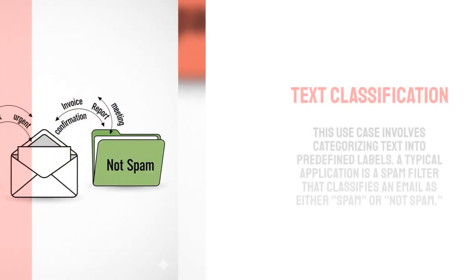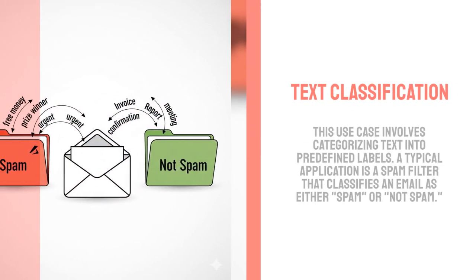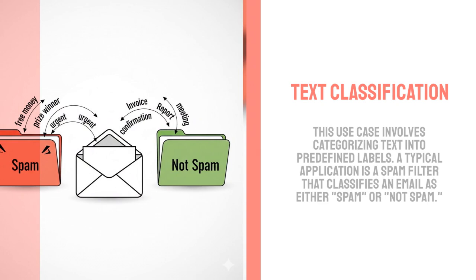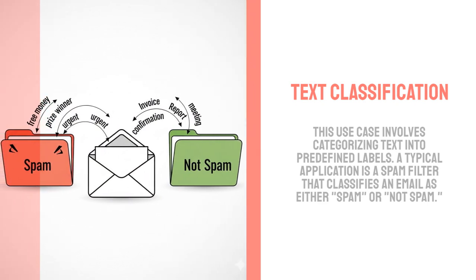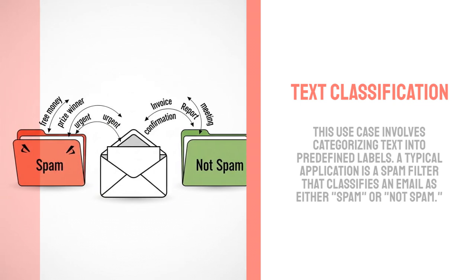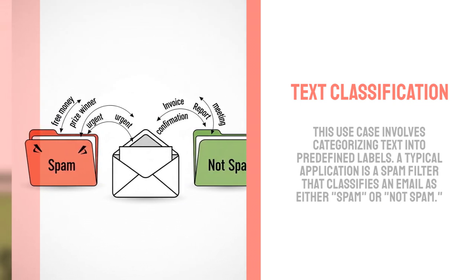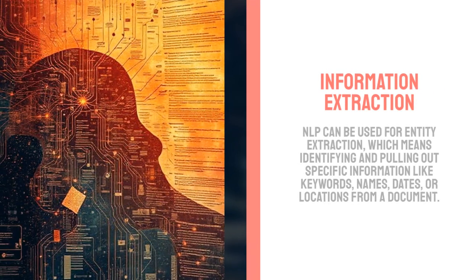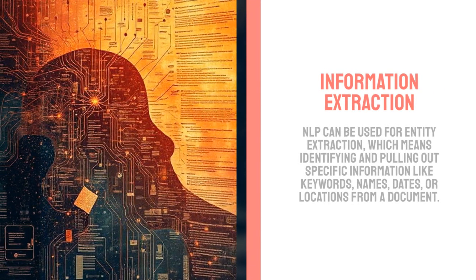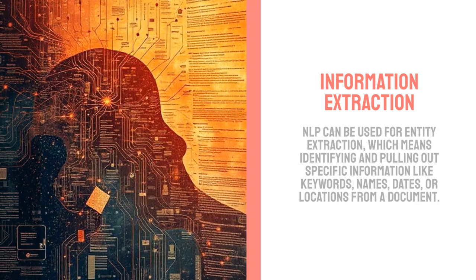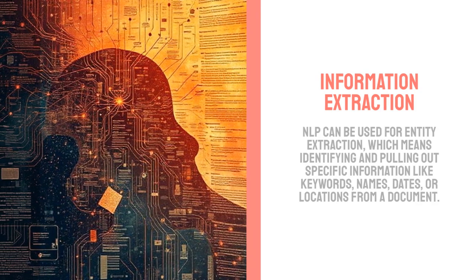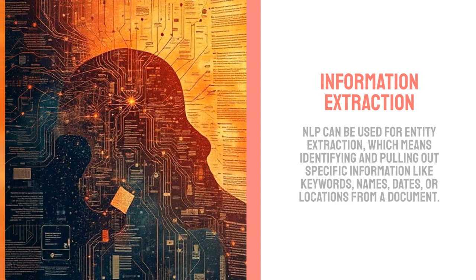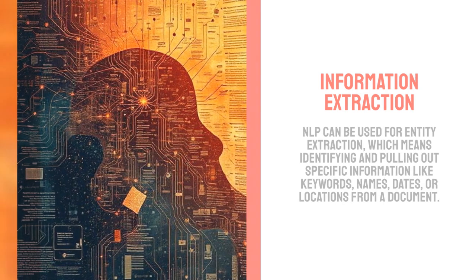Text classification. This use case involves categorizing text into predefined labels. A typical application is a spam filter that classifies an email as either spam or not spam. Information extraction. NLP can be used for entity extraction, which means identifying and pulling out specific information like keywords, names, dates, or locations from a document.